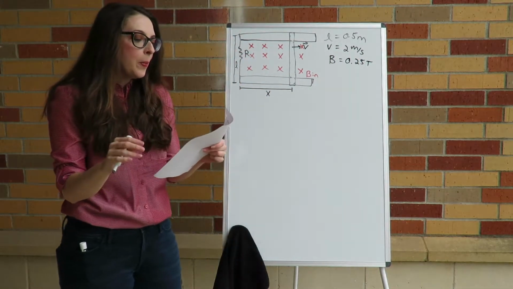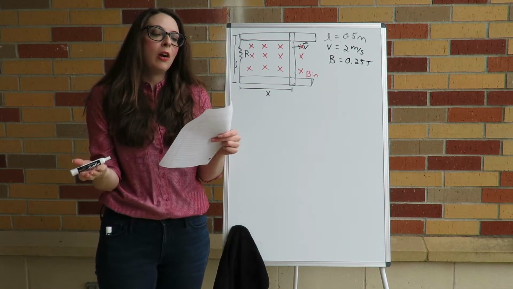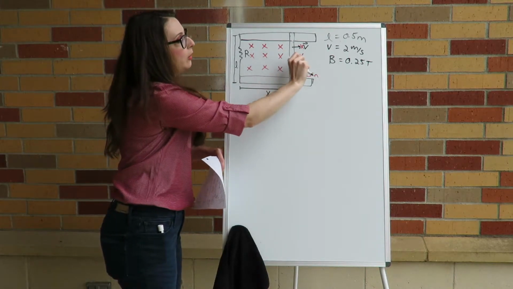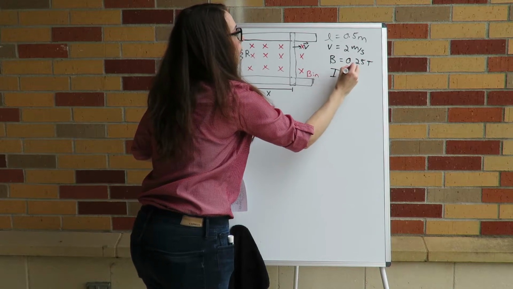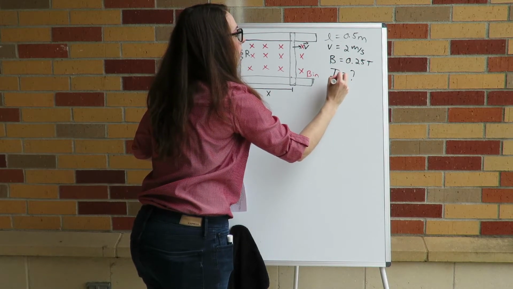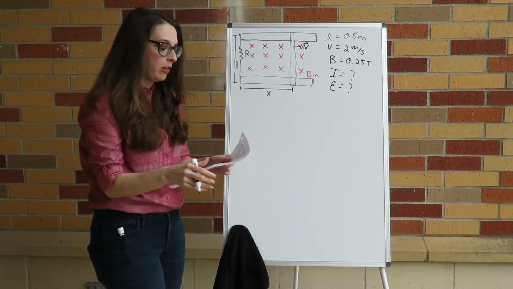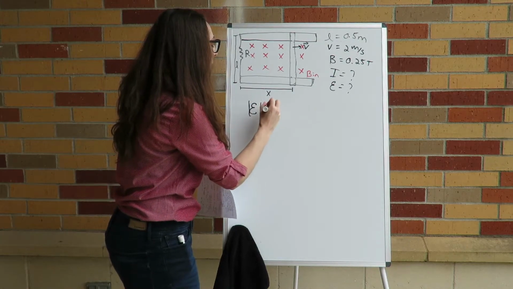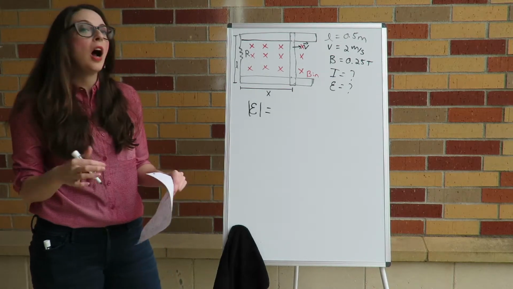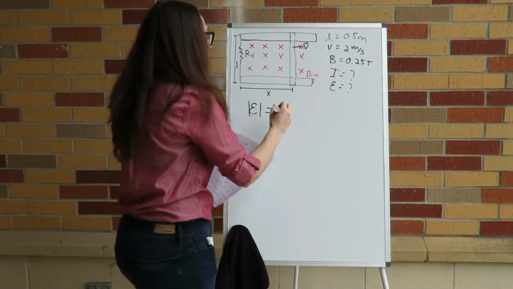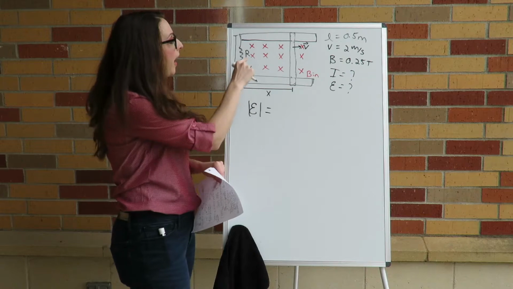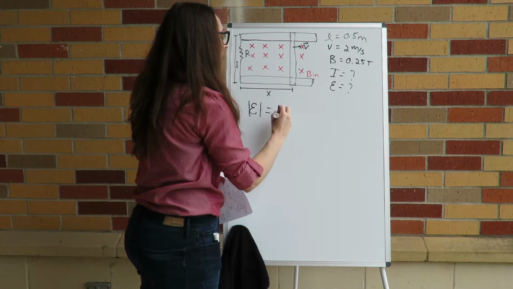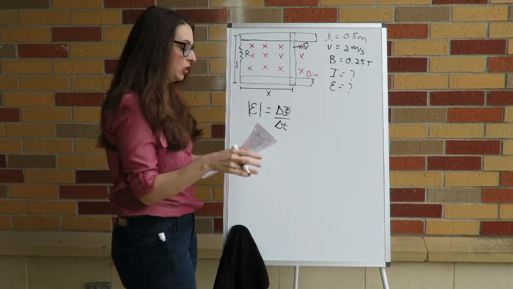And so the first part, we want to find the current and the voltage induced as we move our rod to the right. So we're looking for I and the EMF induced. What are those? Well, let's just think about the magnitude of the EMF that we induce. With Faraday's law, our magnitude of the EMF is going to be the number of loops that we have, we only have one loop here, times the change in magnetic flux over the change in time.